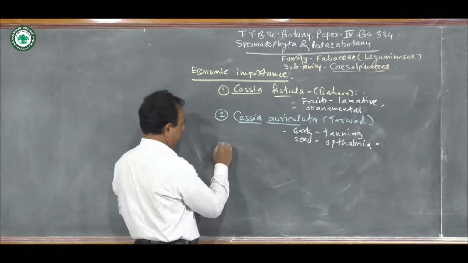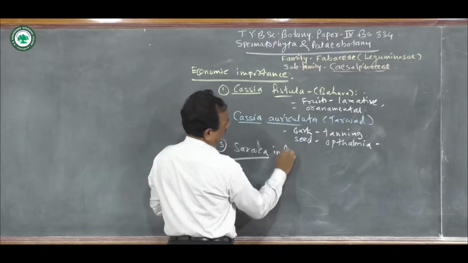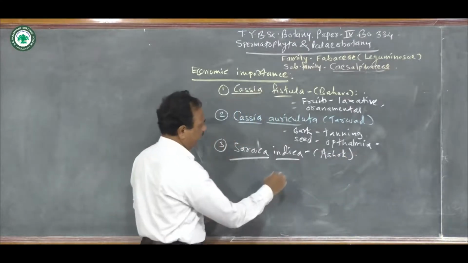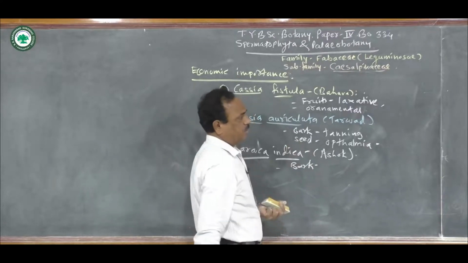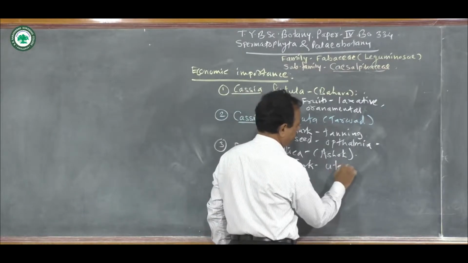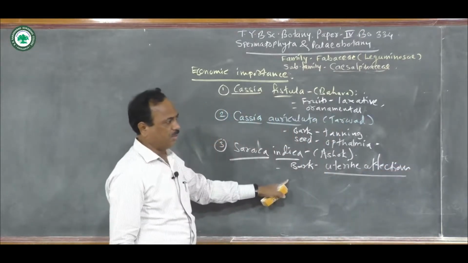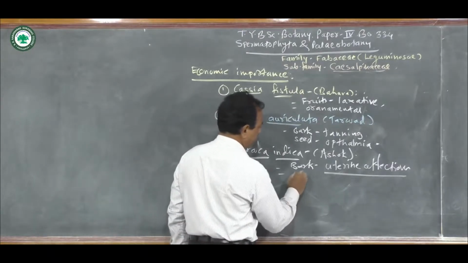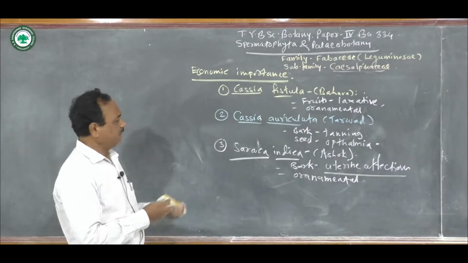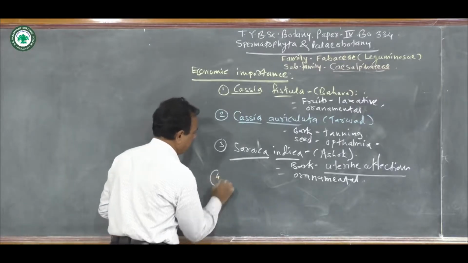Then the next plant is Saraca indica. So this plant is also medicinally very important. The bark of this plant is medicinally very important, and the decoction of the bark is used in uterine affections. It is also used as an ornamental plant. The flowers are brightly reddish in color, and so it is also used as an ornamental plant.